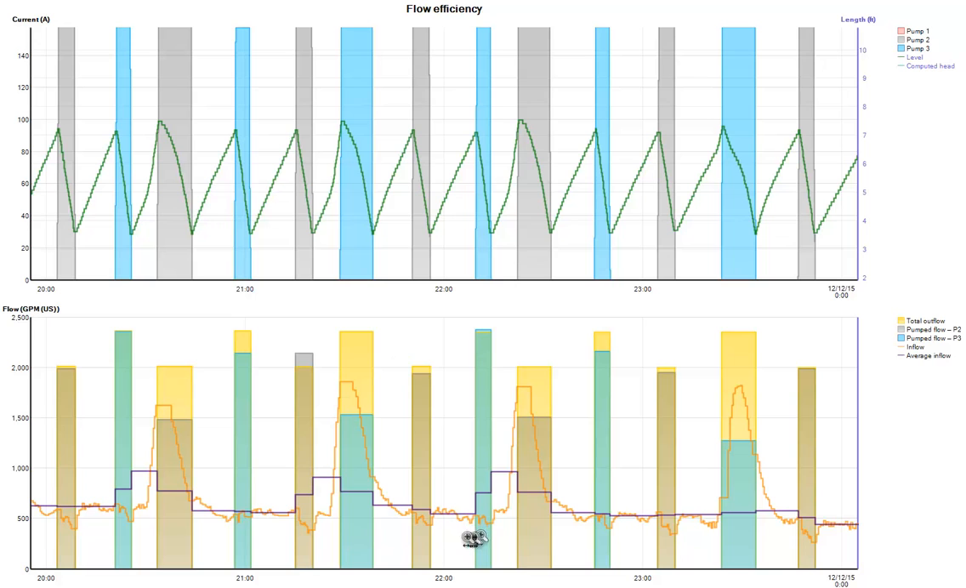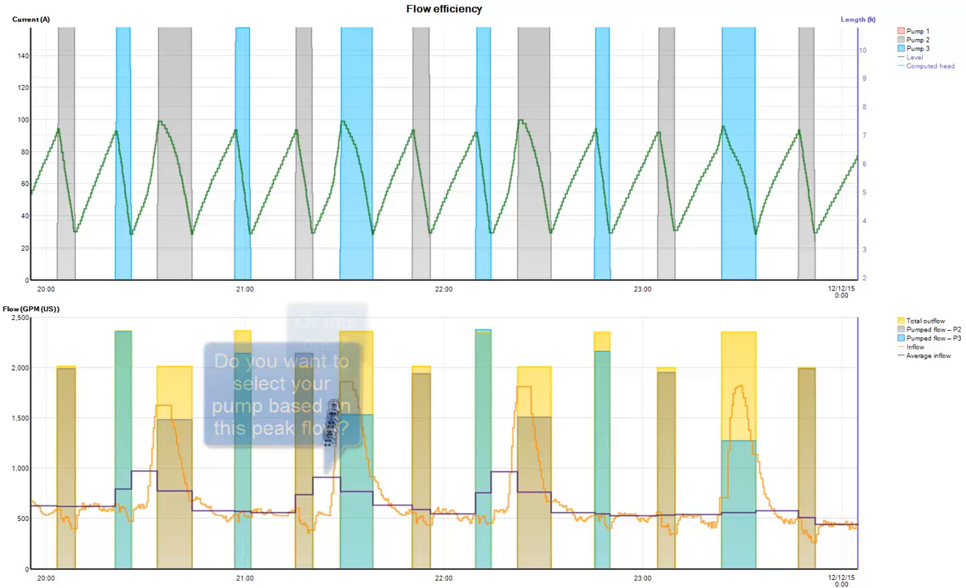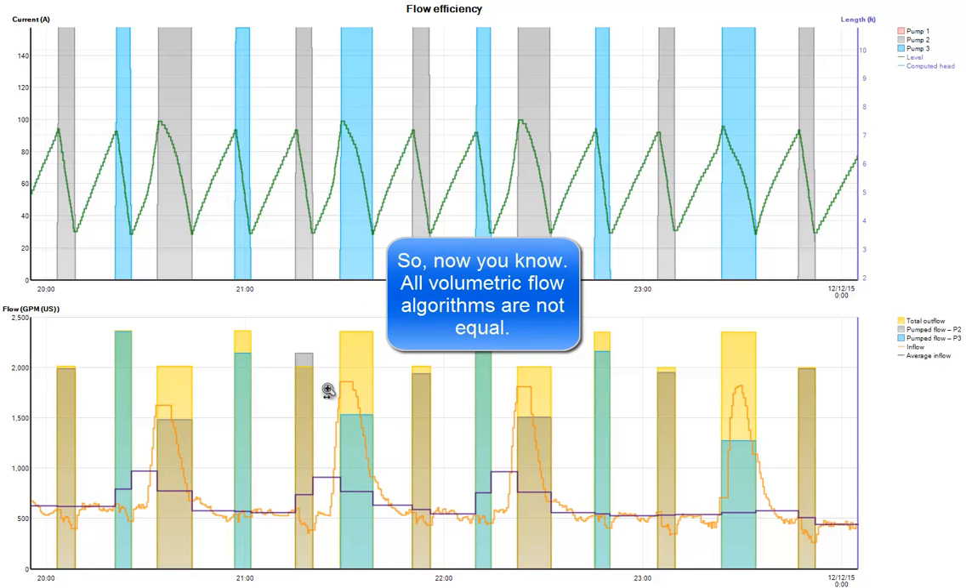So if you're selecting your pumps based on peak flows, then here that's your peak flow, here 909, while the reality was more like 1,000 gallons more per minute. So would you underdesign your lift station because you don't use the best flow algorithm on the market?